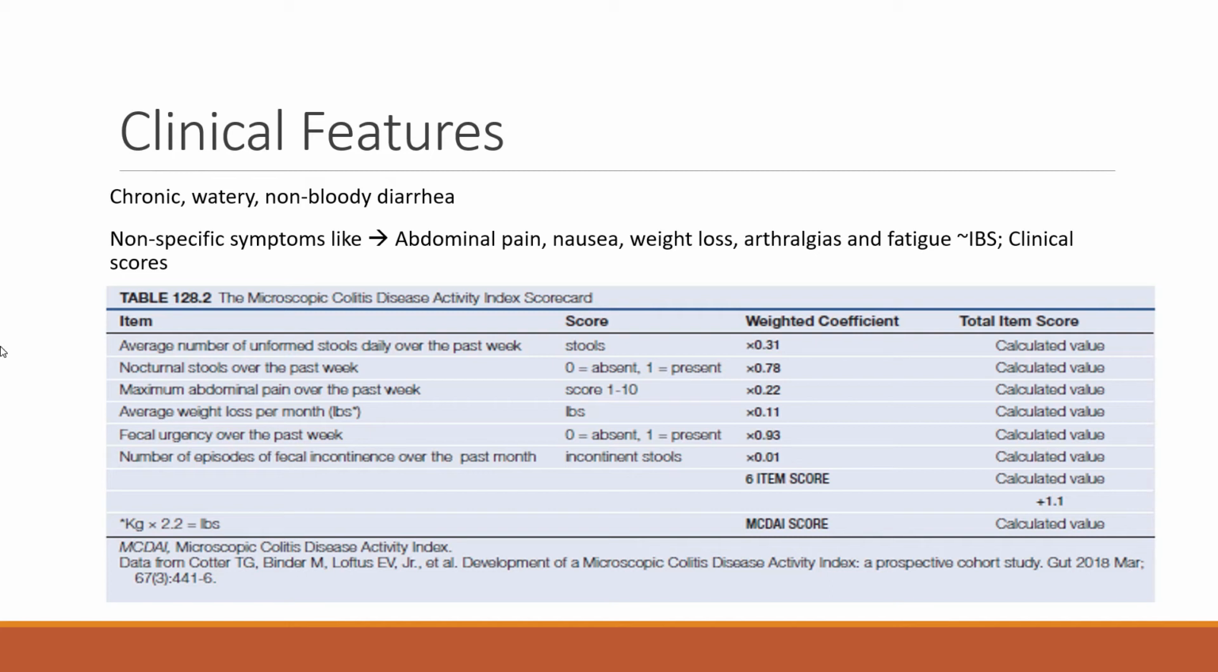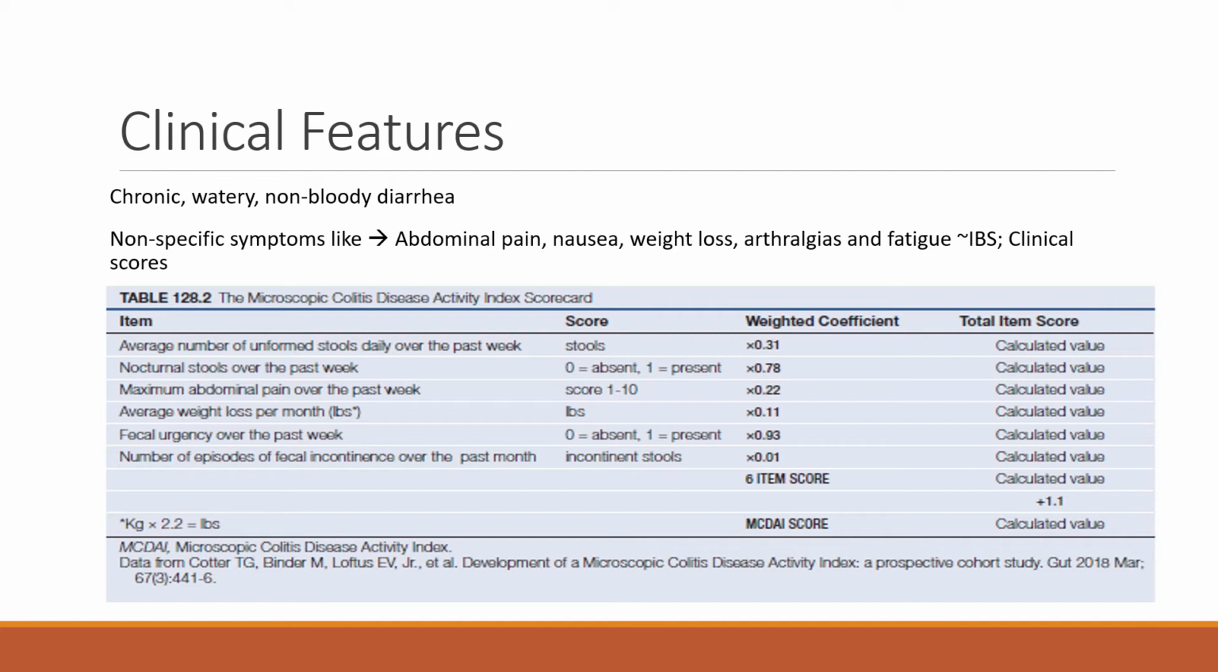I found a scoring system which has been described for monitoring the patient for microscopic colitis. It's called MCDAI, Microscopic Colitis Disease Activity Index. This was published in 2018, and it was a study cohort based on Mayo Clinic and University of California, San Diego, with Dr. Sandborn as senior author. They weighted each coefficient, with the highest weightage given to nocturnal stools and fecal urgency.